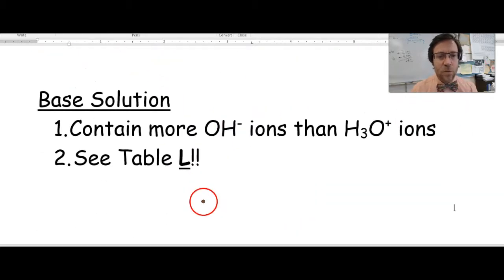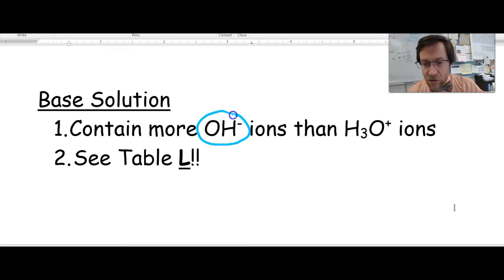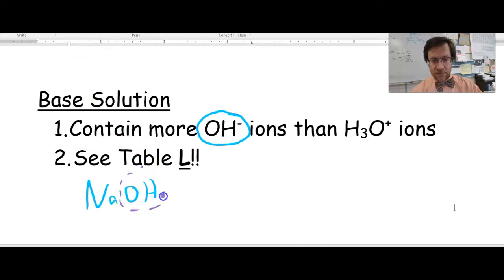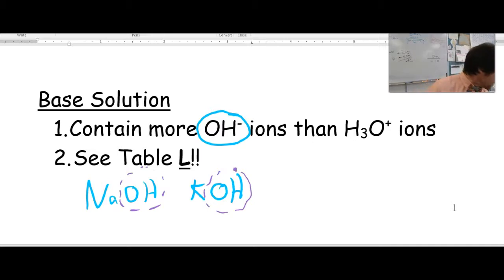The next one is a basic solution. Same thing as the acid, only completely opposite, it's going to have more hydroxide ions. That's what makes it basic. And if you look at your Table L, you'll see things like NaOH. Oh my goodness, there it is. Your hydroxide. What's next? Oh, the next one, that's super easy. KOH. My goodness, how can you not see that there's your polyatomic ion? The hydroxide is right there. Let's keep going down the list. And then I see this thing.